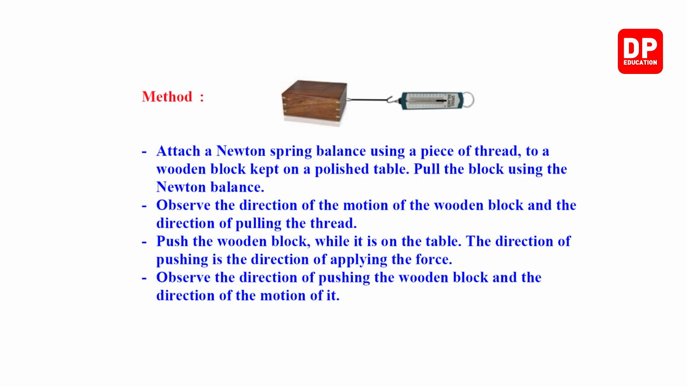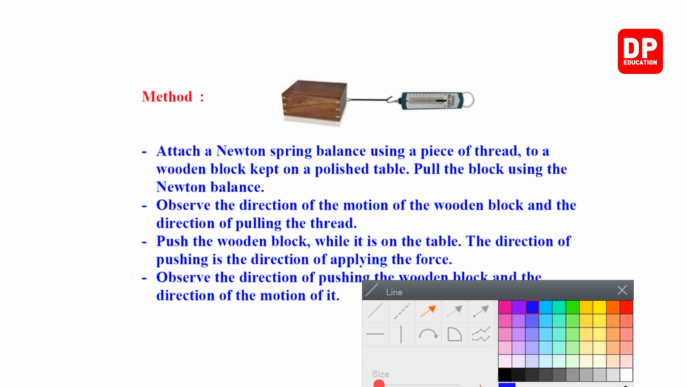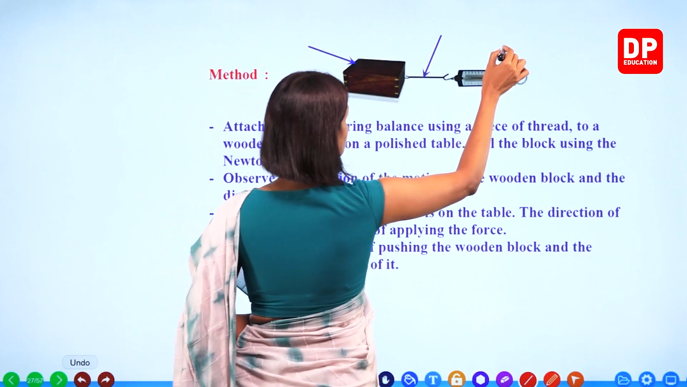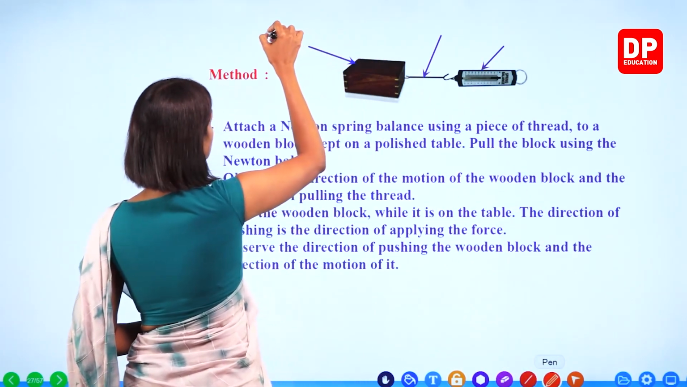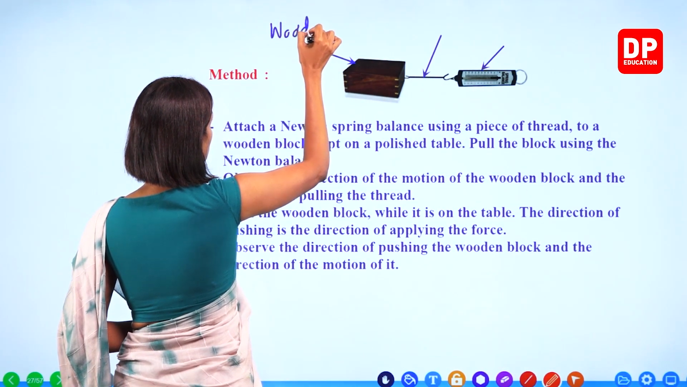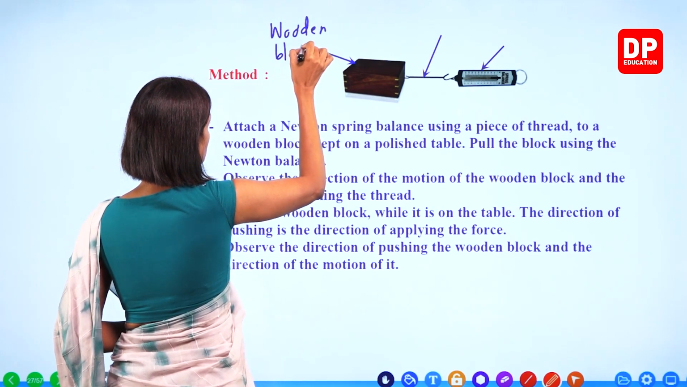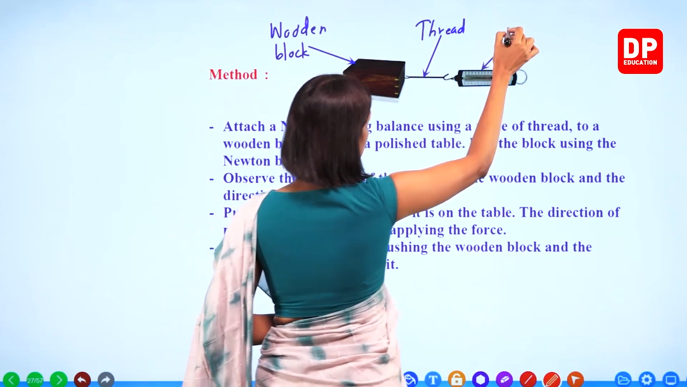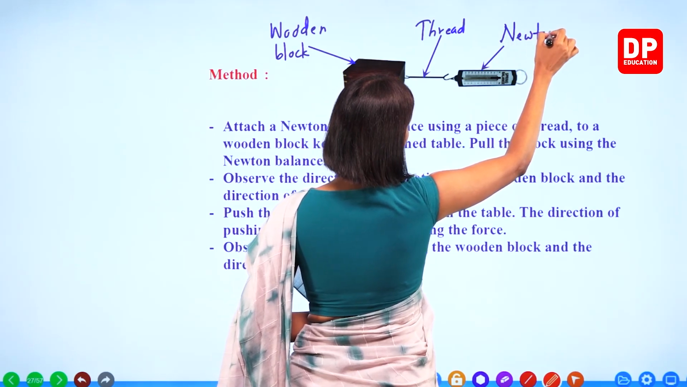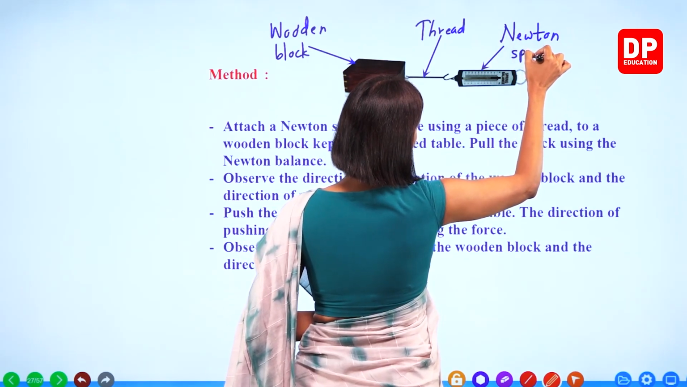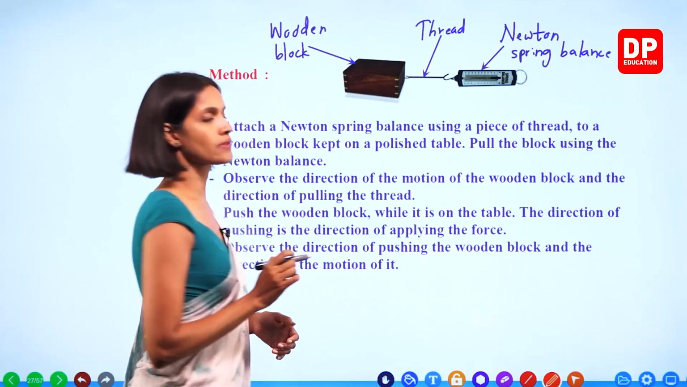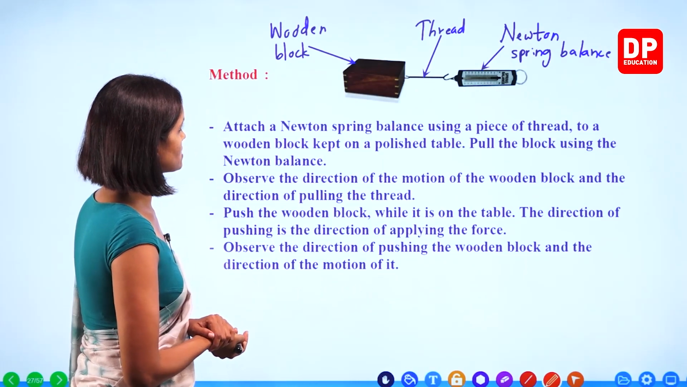We will label this diagram first. Wooden block, thread, and Newton spring balance. Right, children? So how to do this activity?